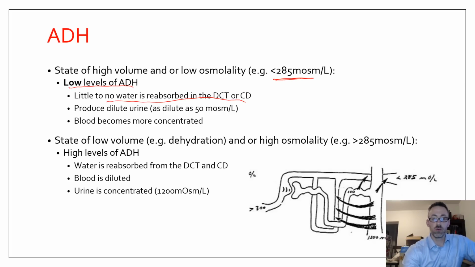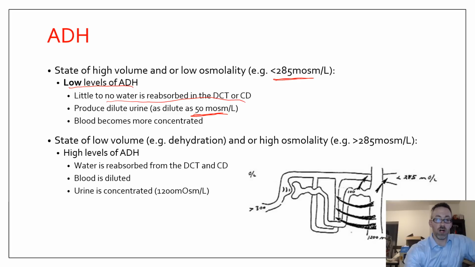It produces dilute urine, and in fact, it can be as dilute as 50 milliosmoles per liter. It won't matter what the concentration in the medulla is, because if the collecting duct is impermeable, water can't flow out. So you can have very dilute urine, as little as 50 milliosmoles. The blood becomes more concentrated in those states because we're losing that volume, so we can concentrate the blood and bring that osmolality back up.